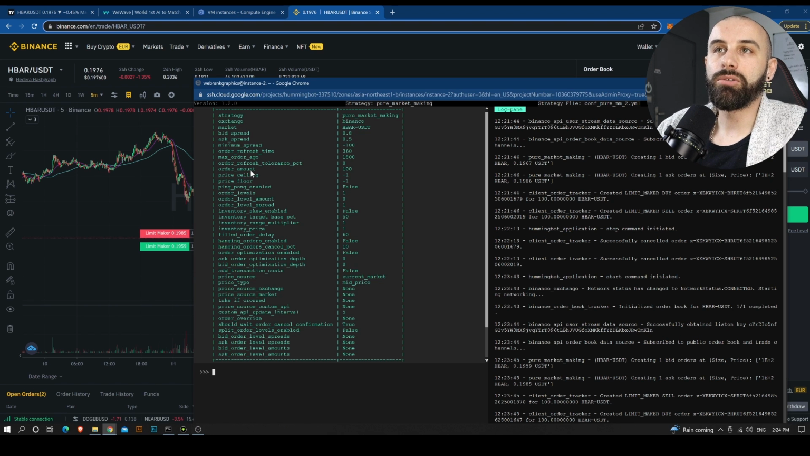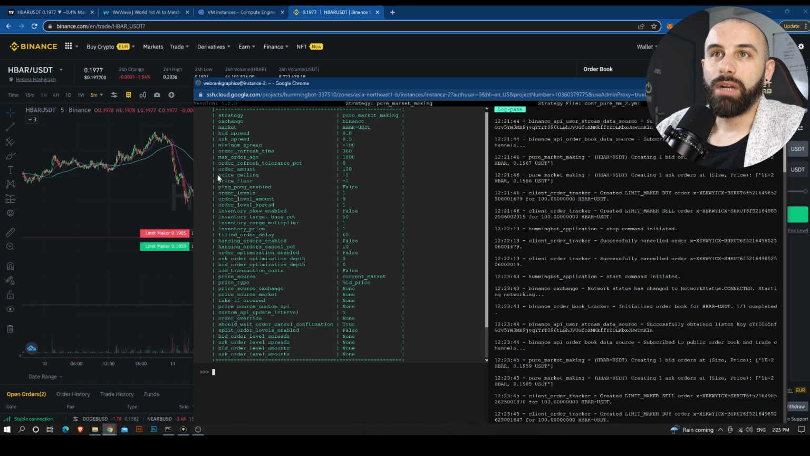So order amount also we can use it. The order refresh tolerance percentage is a feature that is very well documented on the documentation site for Hummingbot. So I recommend that you read about it. It is an advanced feature and you should use it only if you know what you are doing. For now, I'm going to leave it at zero. So order amount 100 HBAR for every order that I place.